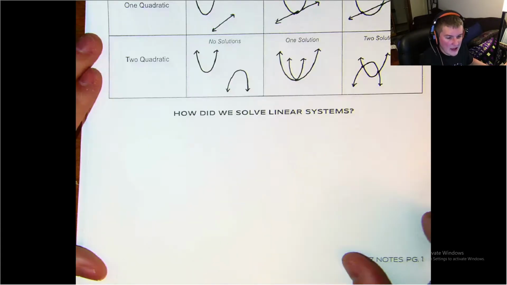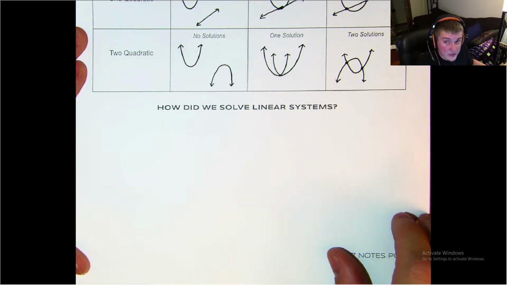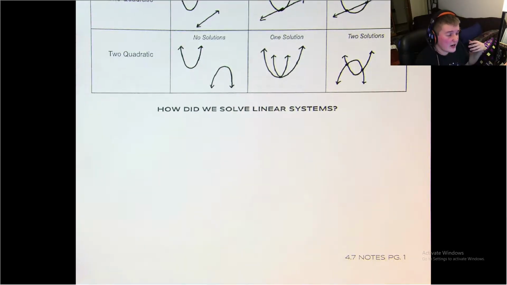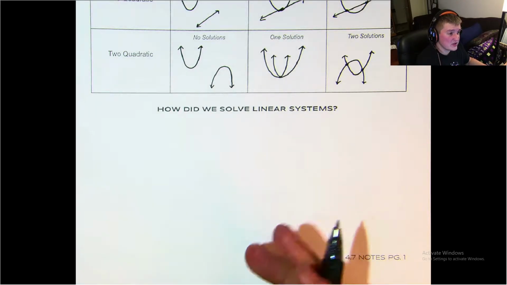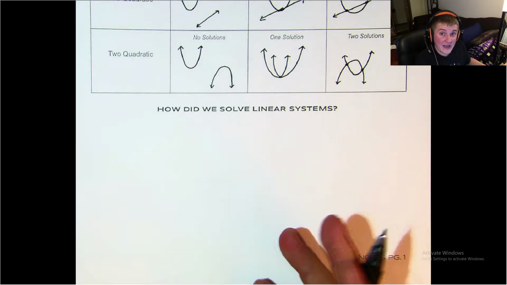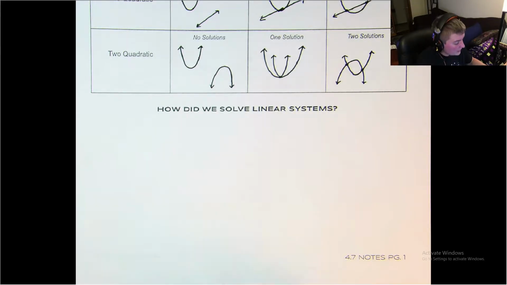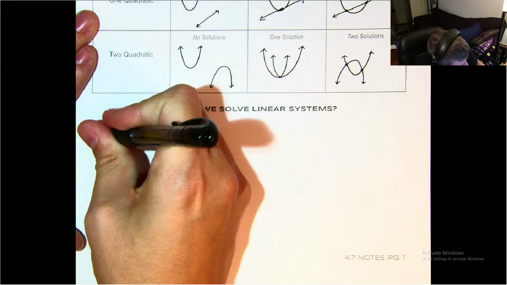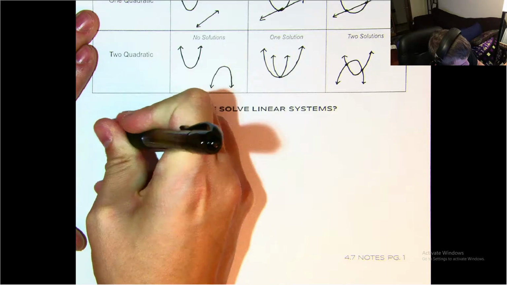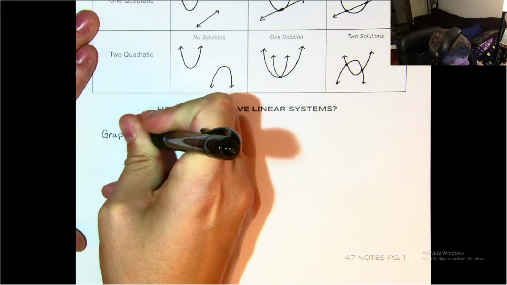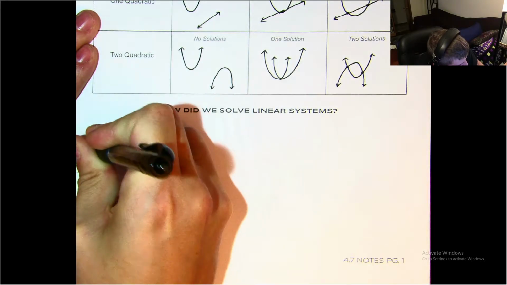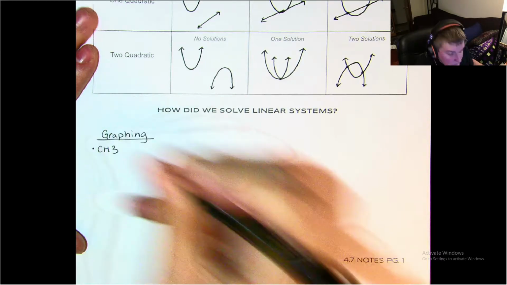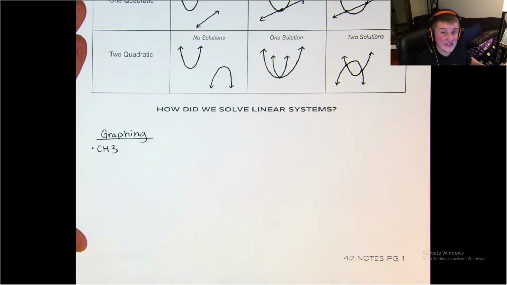So what are the different ways that we've solved systems? Because we started out an entire chapter at the beginning of the year solving systems. Then we spent a little bit of time solving systems of linear and nonlinear equations in chapter 3. And if you recall, in chapter 3, we did the graphing method. Okay, this was done again in chapter 3. Okay, so this is not going to be a method that we'll use today.